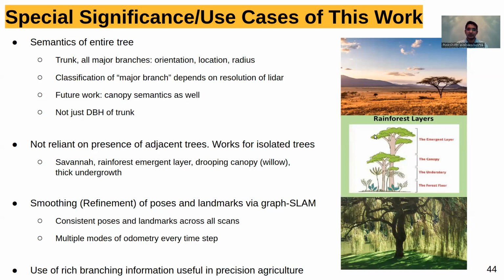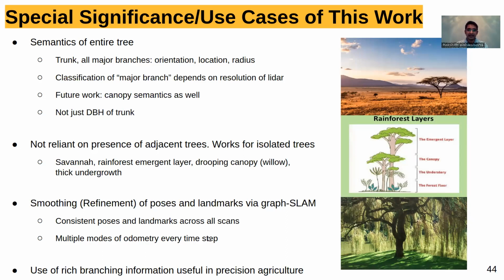And that's very helpful if you are trying to map trees in a savanna or where trees are very isolated from each other and there's no adjacent tree that we could rely on as landmarks. Similarly, in cases where there's a lot of undergrowth and occlusion between trees, having this kind of graph-based refinement would help us map a tree without having to rely on adjacent trees, because of undergrowth and drooping canopy that covers adjacent trees from the current tree that's visible.